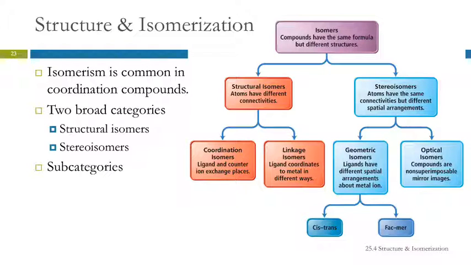So, structure and isomerization in coordination compounds. Isomers are very common in coordination compounds. And we can divide these into two broad categories: structural isomers and stereoisomers.